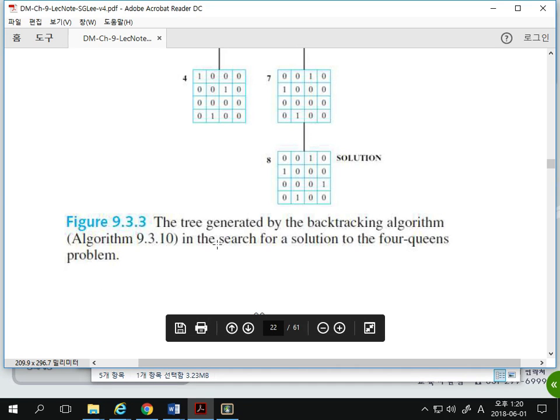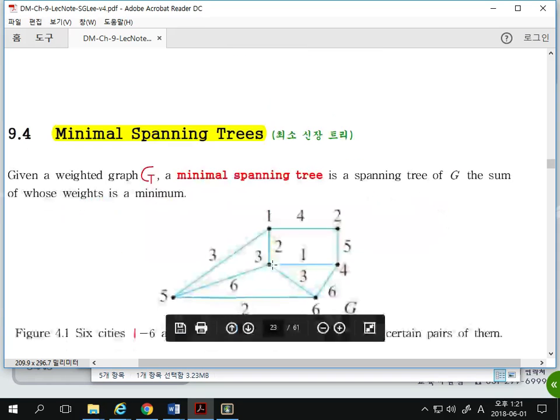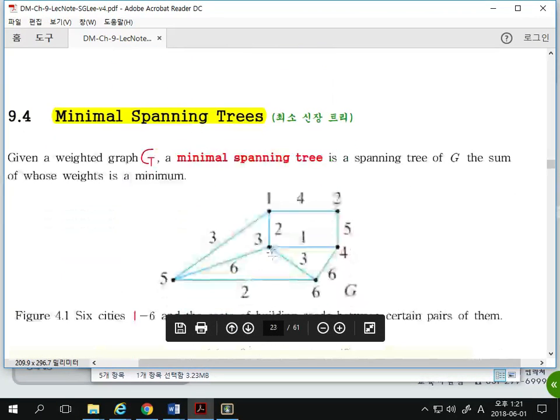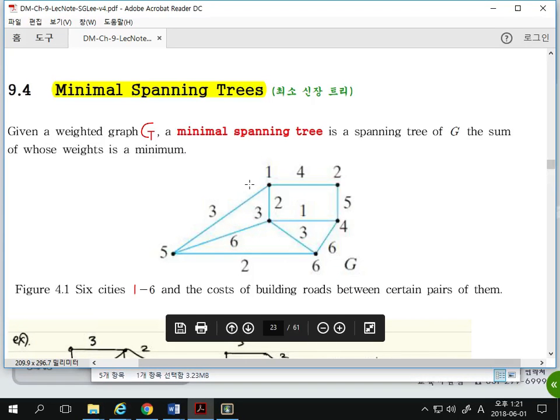That's why the concept of root and the algorithms related to the root are important in real-life problems. Okay, and next, minimal spanning trees.